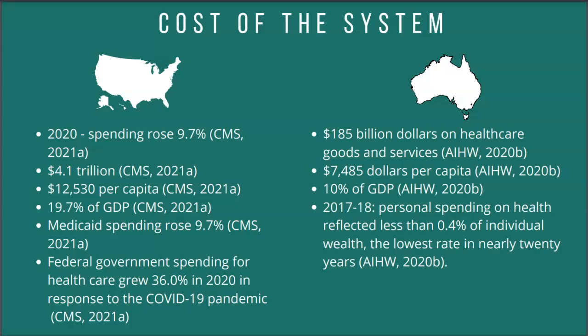According to the latest figures, Australia spent $185 billion on healthcare goods and services, equating to $7,485 per capita, and accounting for 10% of the gross domestic product. In 2017 and 2018, personal spending on health reflected less than 0.4% of individual wealth, the lowest rate in nearly 20 years.